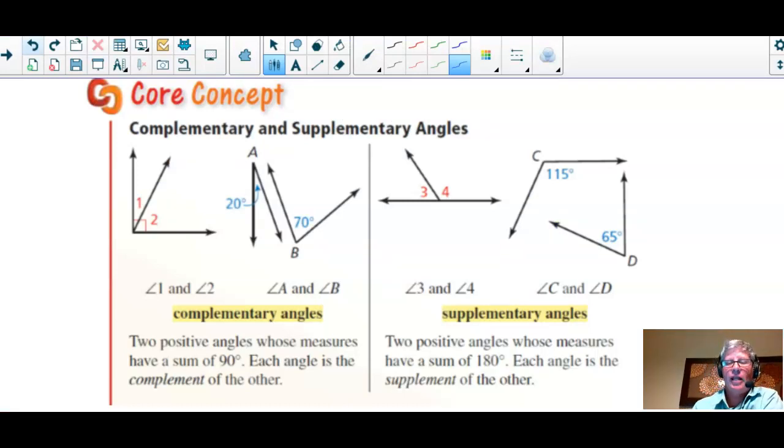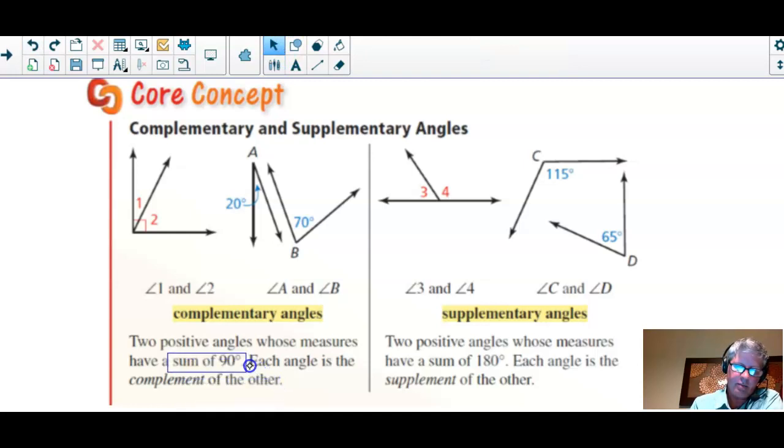Complementary angles. They are beautiful things. They are any two angles that add up to 90 degrees. So if you know the measure and you know that they add up to 90, they are good to go. So we're going to highlight that by taking this box and putting it right there, sum of 90 degrees.